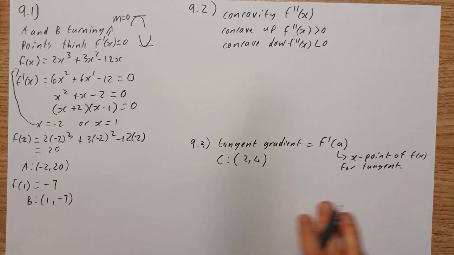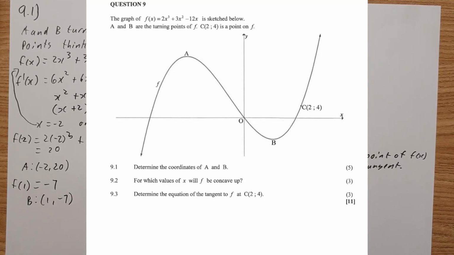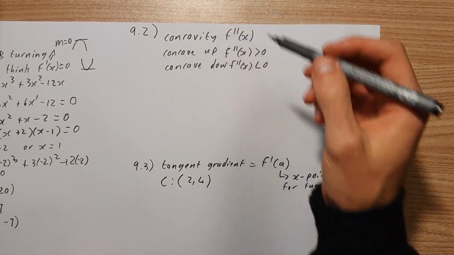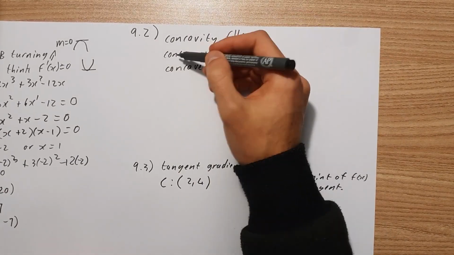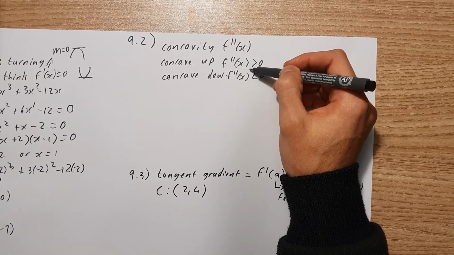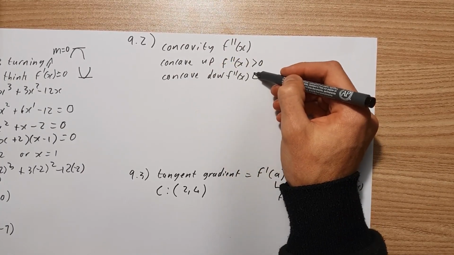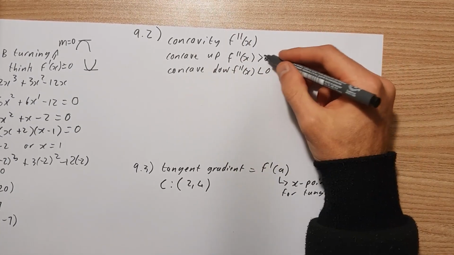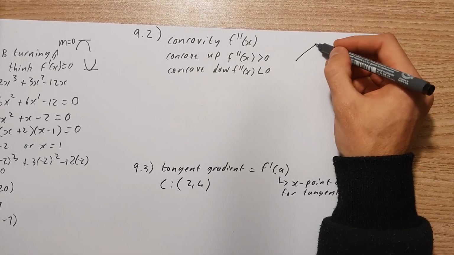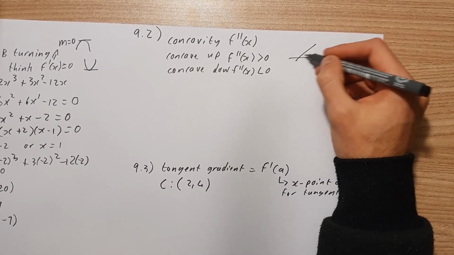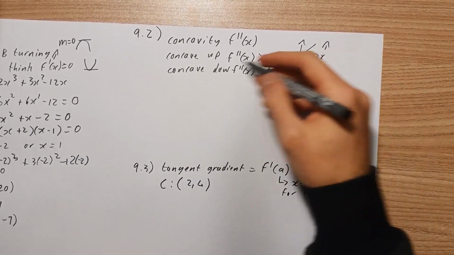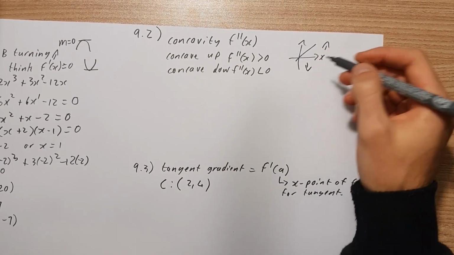Now let's have a look at 9.2. It says for which values of x will f be concave up. The minute you hear the word concavity, concave up, concave down, you should be thinking of the second derivative. For concave up, we need the second derivative greater than 0, and for concave down, we need the second derivative less than 0. The second derivative of a cubic function is a straight line, so we need to find where a straight line is greater than 0, or above the x-axis. If it was concave down, then we're looking for the straight line below the x-axis.